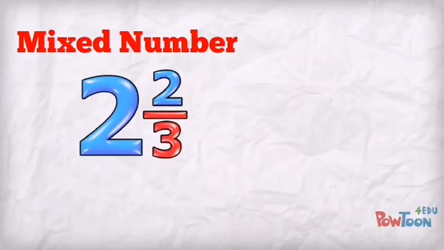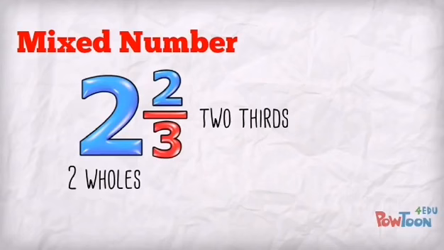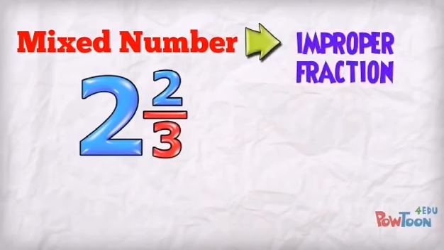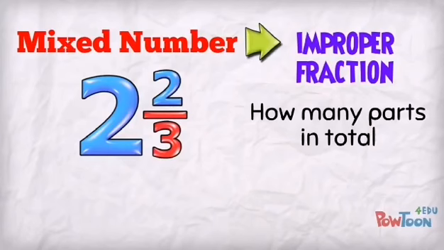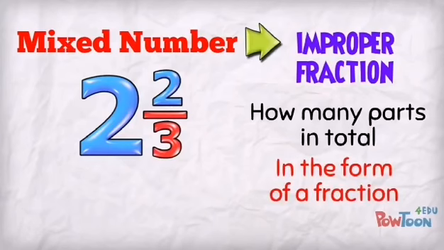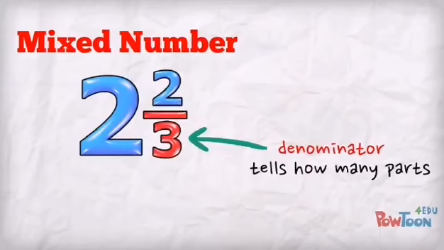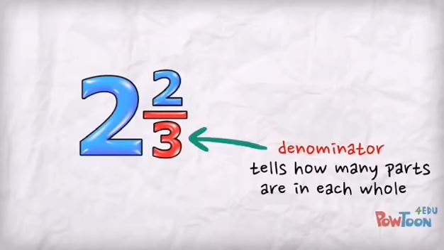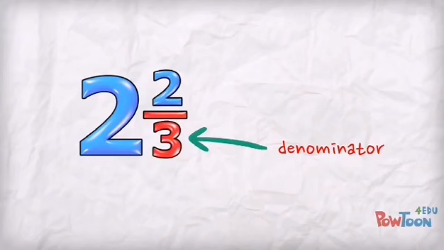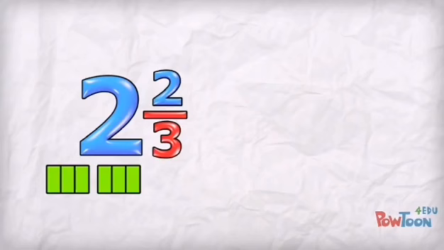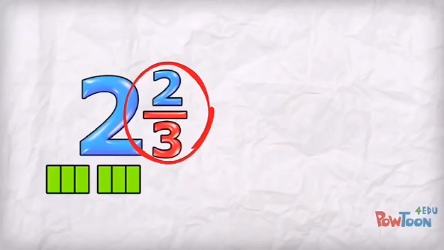Here we've got 2 2/3, that's 2 whole ones, and the fractional part is 2/3. When we change between a mixed number and an improper fraction, we're saying how many parts there are in total, and we're giving that information in the form of a fraction. The denominator tells us how many parts are in each whole. A denominator of 3 means that each whole has 3 parts, and we have 2 wholes. This fractional part tells us that we have 2 parts out of 3.